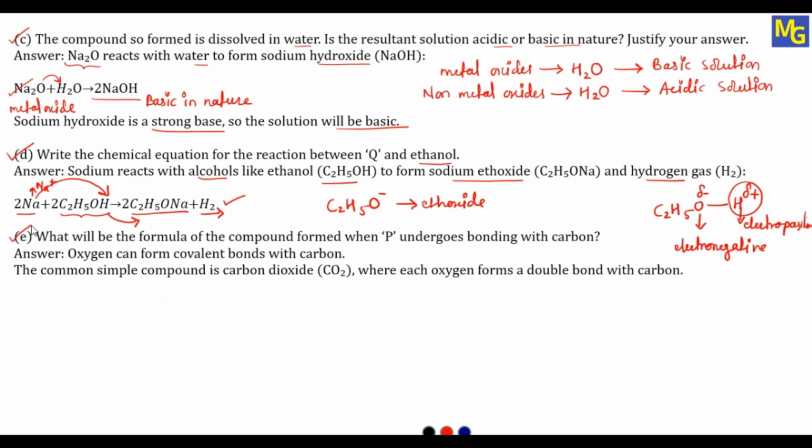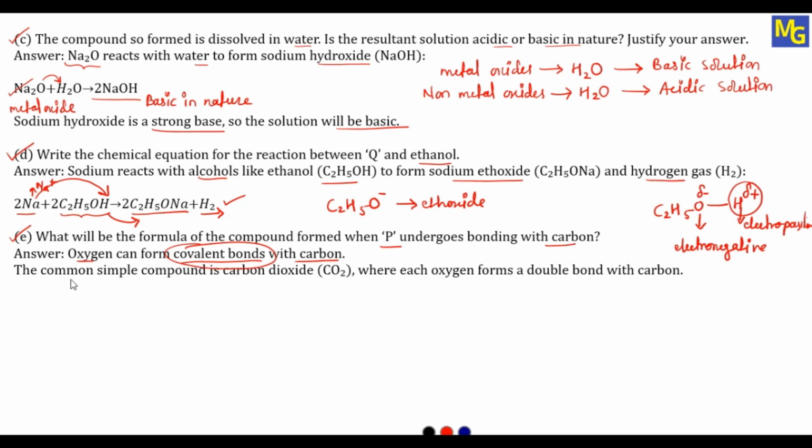Next question, that is, what will be the formula of the compound formed when P undergoes bonding with carbon? P undergoes bonding with carbon. Oxygen can form a covalent bond with carbon because there is not much difference of electronegativity between oxygen and carbon. They share the electrons, and the bond formed by the sharing of electrons is called a covalent bond, and therefore we are getting a covalent bond between oxygen and carbon.